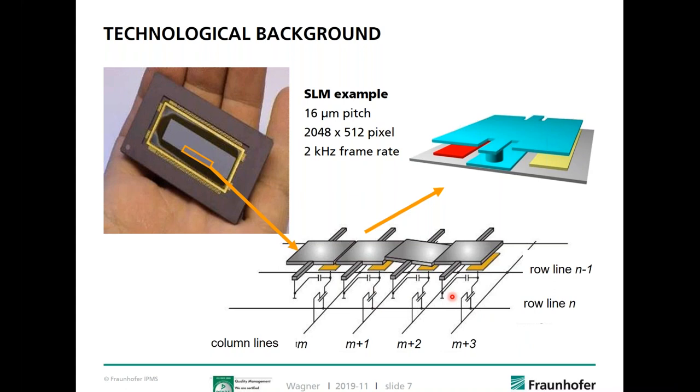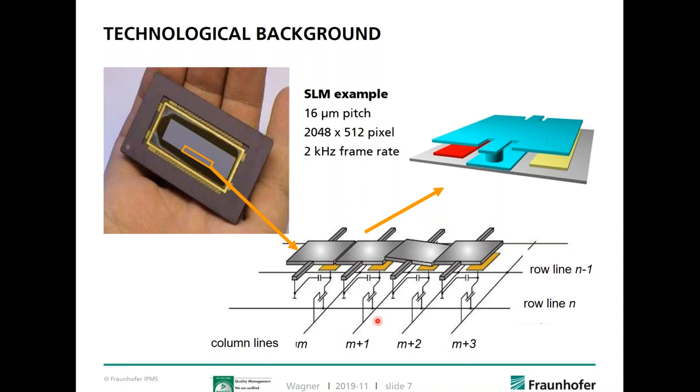That means we need on-chip electronics simply to distribute the driving signal from, let's say, some limited number of package pins to each individual mirror. This is indicated here. We have some underlying electronics in each pixel to drive each pixel. And of course, we also have electronics on the chip in the periphery to select the pixel that we want to address.